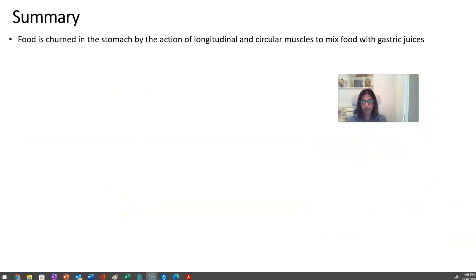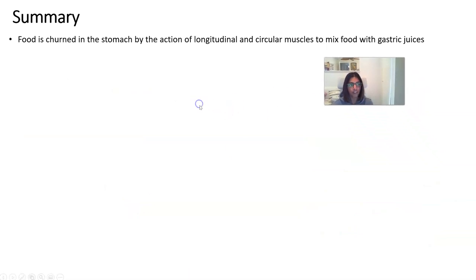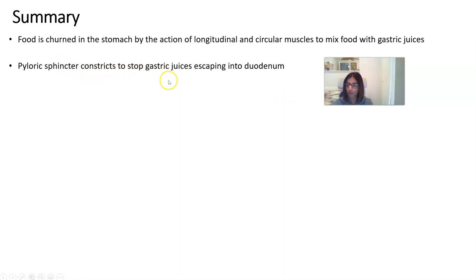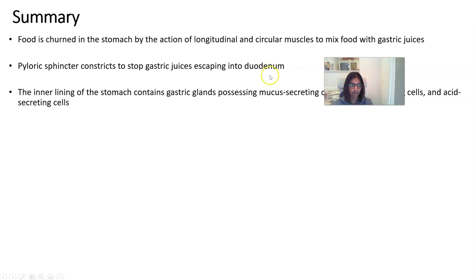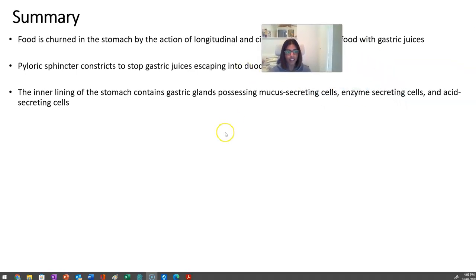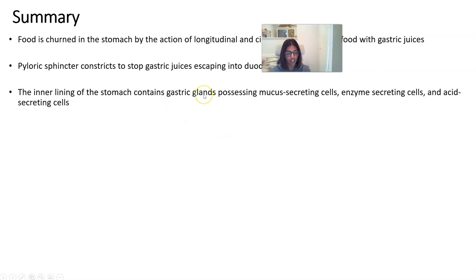So to summarize, food is churned in the stomach by the action of longitudinal and circular muscles to mix it with gastric juices. The pyloric sphincter stops that gastric juice from escaping into the duodenum, which is the first part of the small intestine. Now, the inner lining of the stomach contains gastric glands, and these gastric glands have mucus secreting cells, enzyme secreting cells, and acid secreting cells.